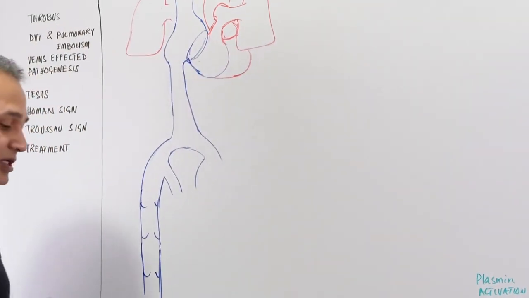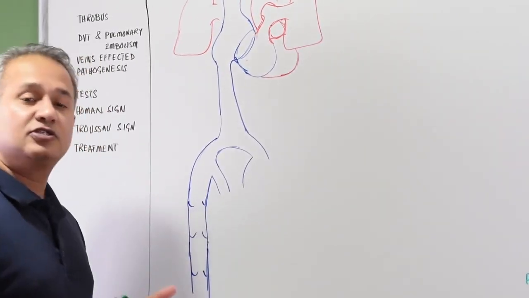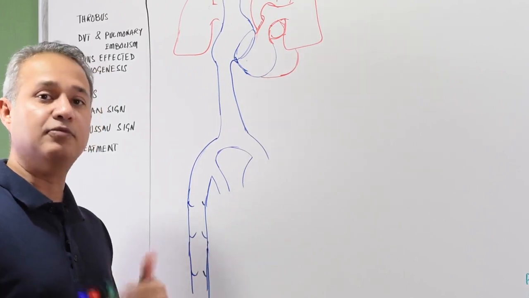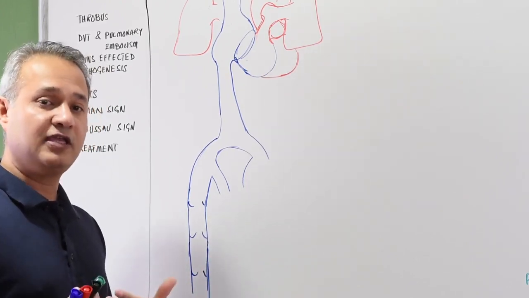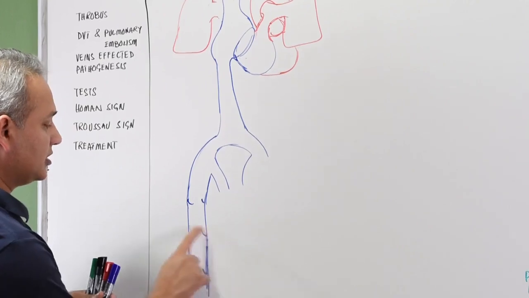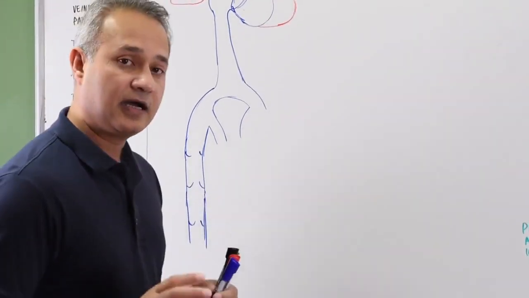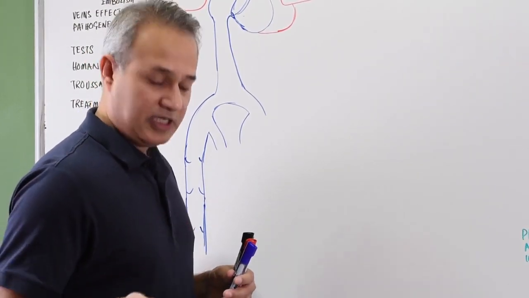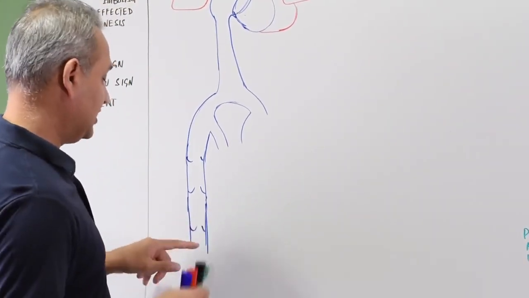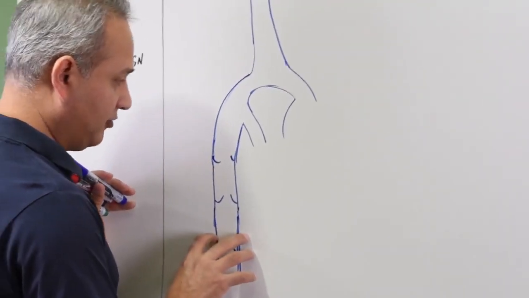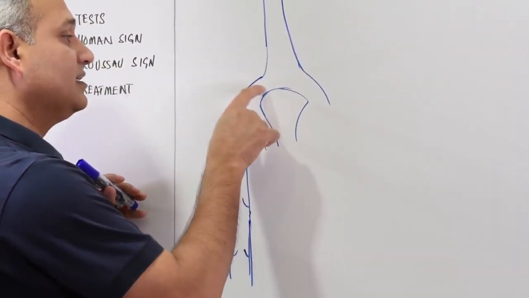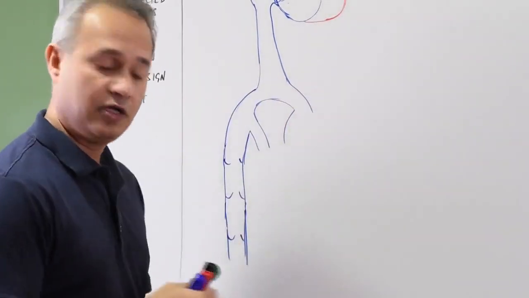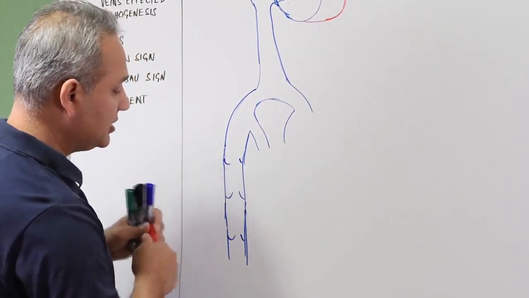Now, the danger of a venous thrombus, the deep venous thrombus, is the embolism. First of all, see that normally the deep venous thrombi occur in the upper part of the leg. So let's say this is the popliteal vein, femoral vein, iliac veins, and then it can even propagate up to the inferior vena cava.